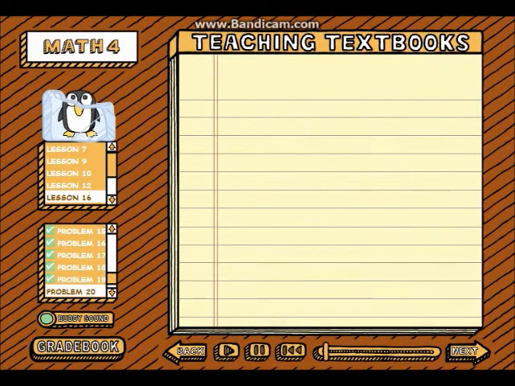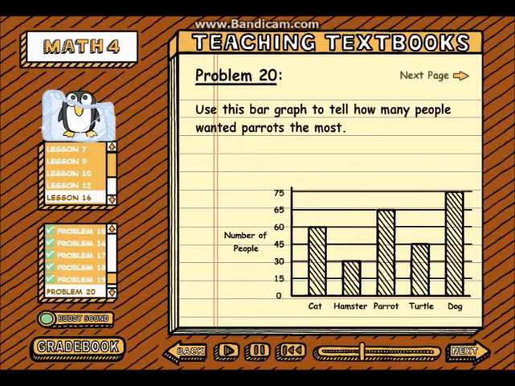Excellent. Using this bar graph, you need to tell how many people wanted parrots the most.